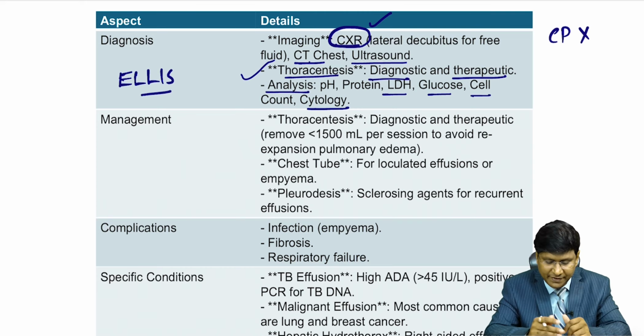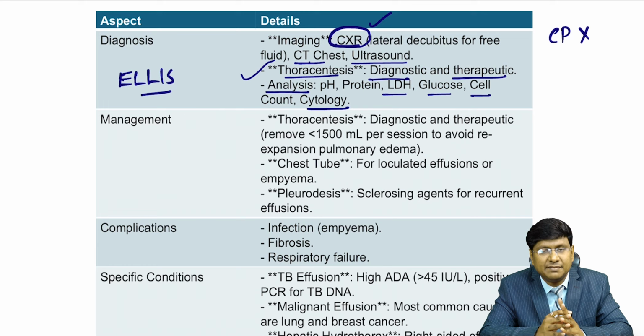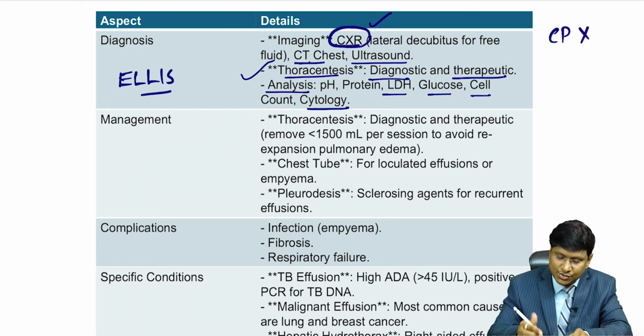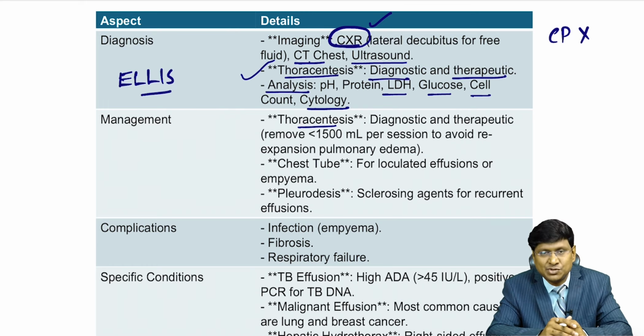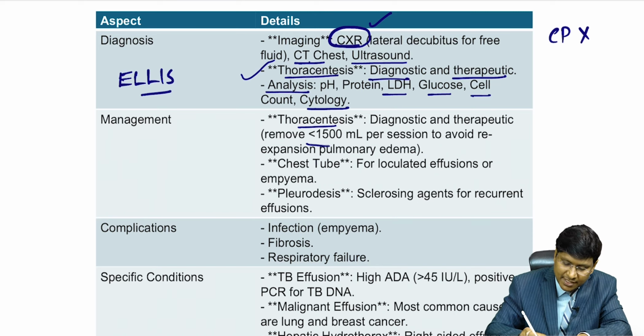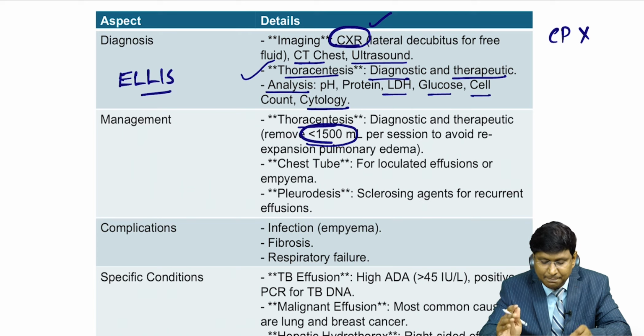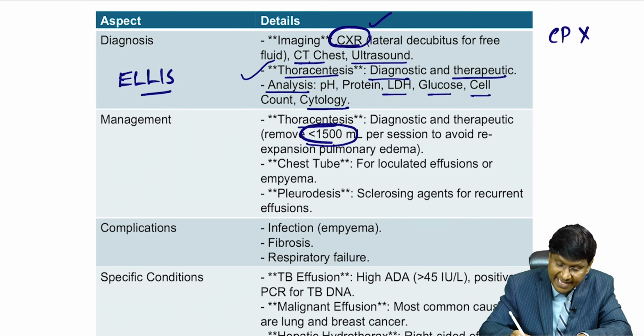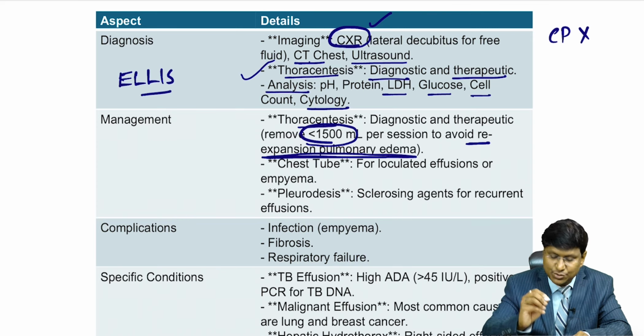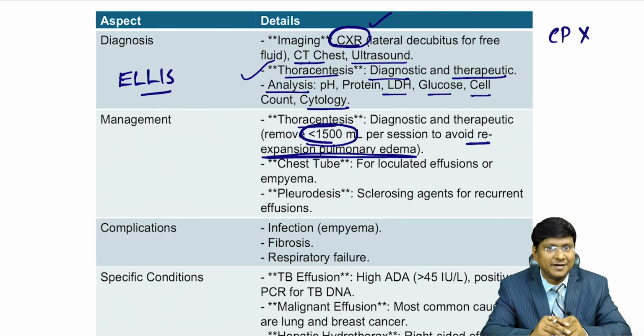Right, you have the presence of Ellis S-shaped curve. And if you take the management, that is the treatment. So as I have said, thoracocentesis has to be done, mainly in case of massive pleural effusion. You need to take out the fluid up to 1500 ml per session, and that is mainly to avoid re-expansion pulmonary edema.